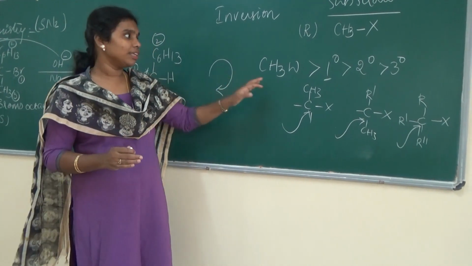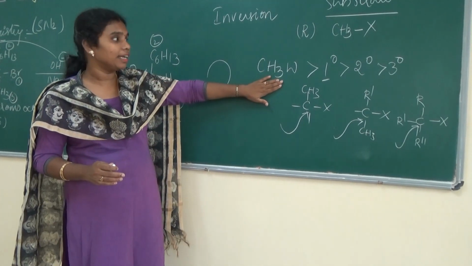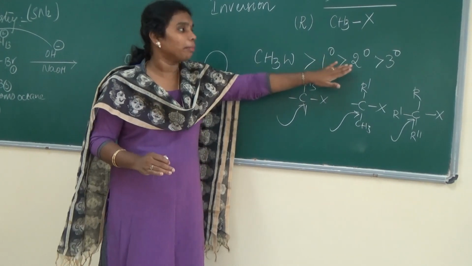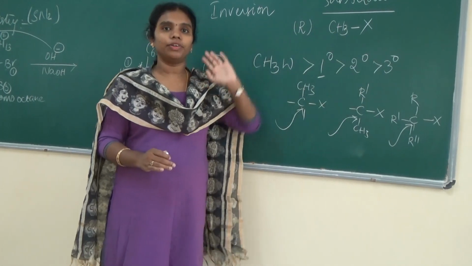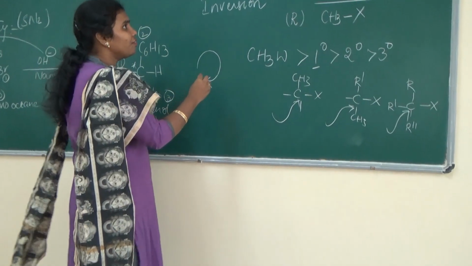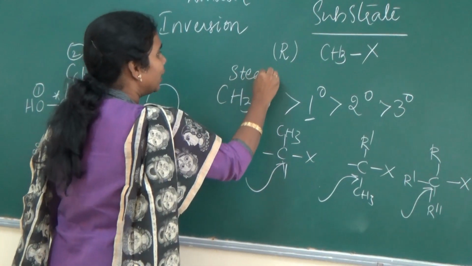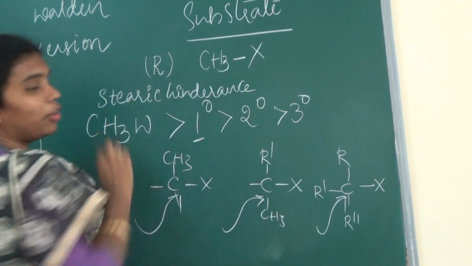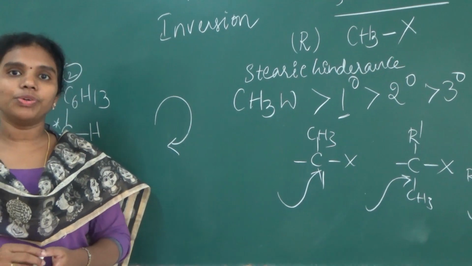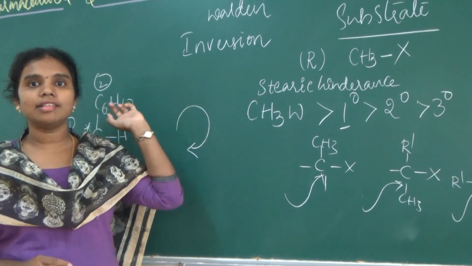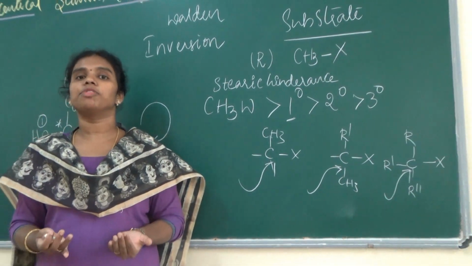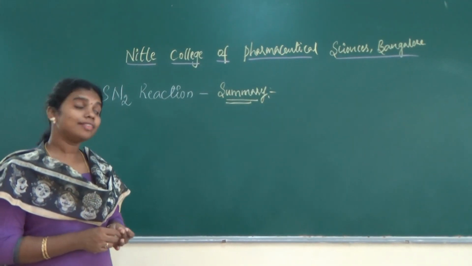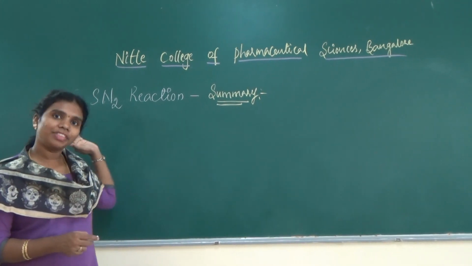That is why, if you see the reactivity, if there are no bulky groups, it has a higher reactivity rate. If one group is there, it is more reactive when compared to secondary, which is more reactive when compared to tertiary. So the exact reason for the substrate reactivity is steric hindrance. Hindrance means decreasing. Because of what? Because of the bulky groups. Understood, no? So there are two concepts. One is the stereochemistry, where Walden inversion was observed. Another one is the reactivity of the substrate. Okay? So let's discuss the summary of the SN2 reaction.